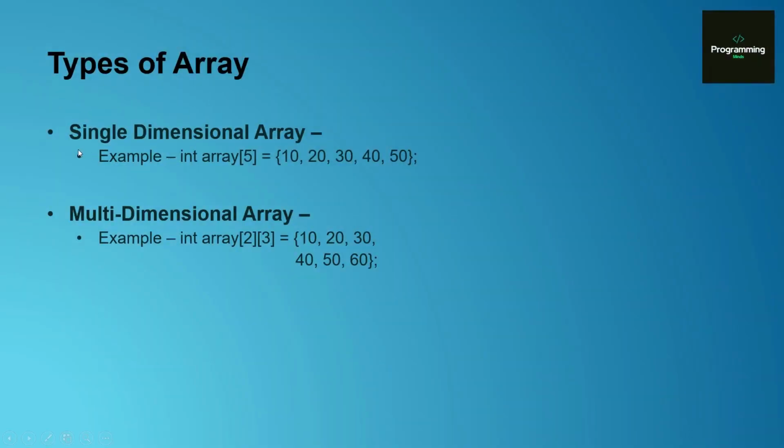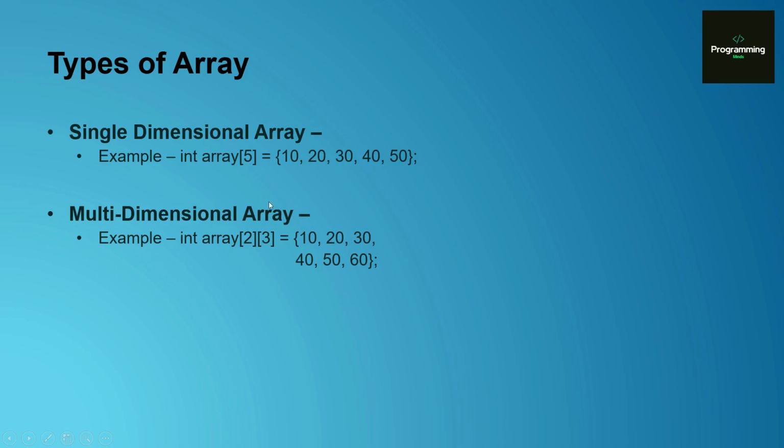Types of array. There are two types of array. One is single dimensional array and the second is multi-dimensional array. So let's understand single dimensional array. I have given one example, int array. Here the array name is itself array, and we are storing integer variables. We will be storing 5 elements here, and the elements are 10, 20, 30, 40, 50. As it is an index based data structure, 10 is stored at the 0th position, 20 is stored at the first position, then second, third and fourth.